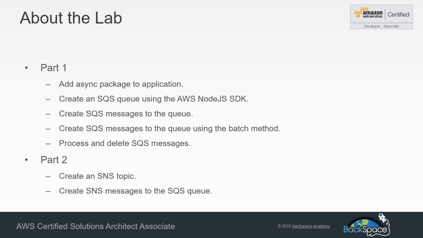So we're going to retrieve those messages from our SQS queue, process them, and then delete them after we've processed them to remove them from the queue. Then in the second part of this, we're going to look at creating an SNS topic. And then we're going to create SNS messages that will go to the SQS queue, and then we'll be able to retrieve those from our SQS queue using our Node.js development environment.